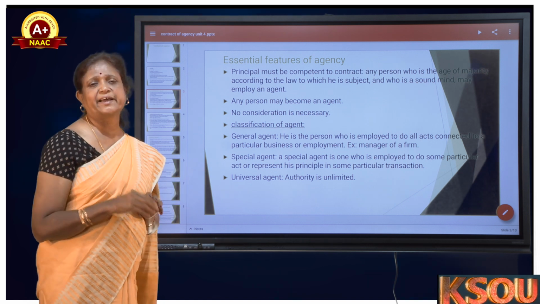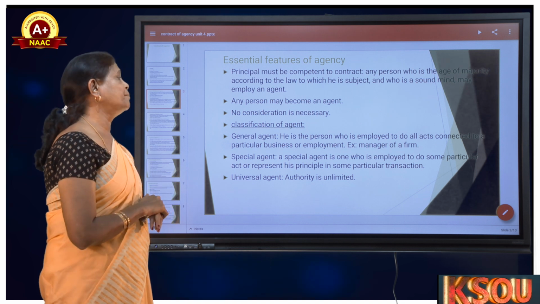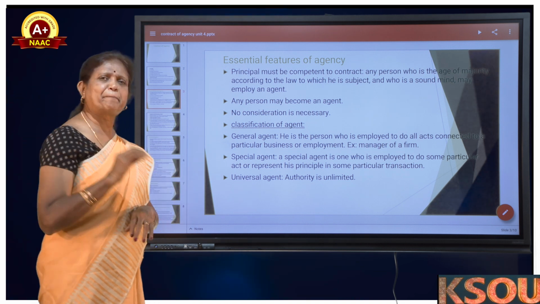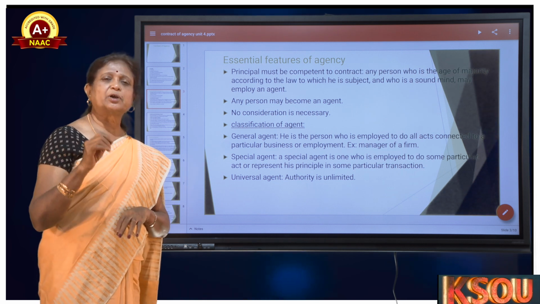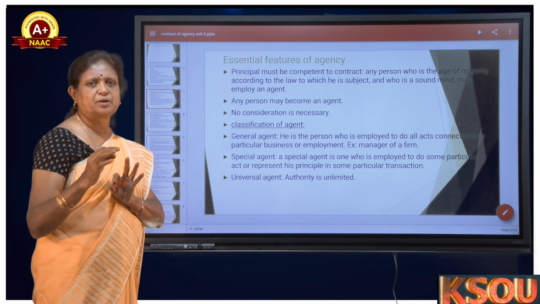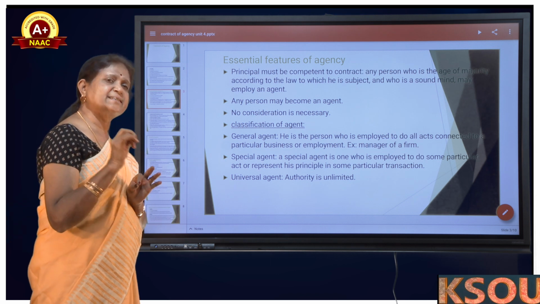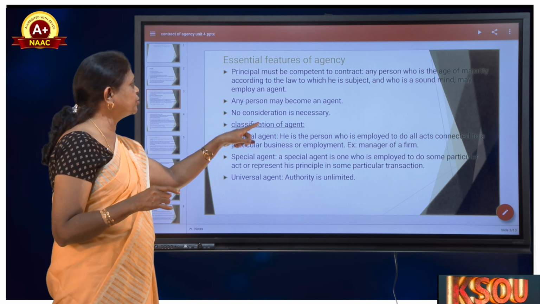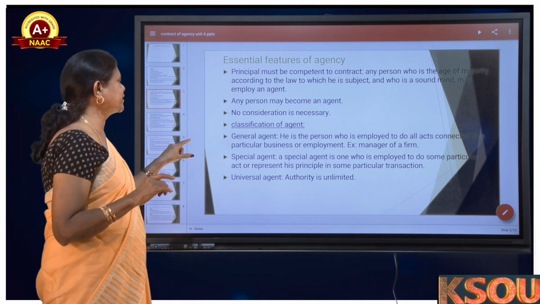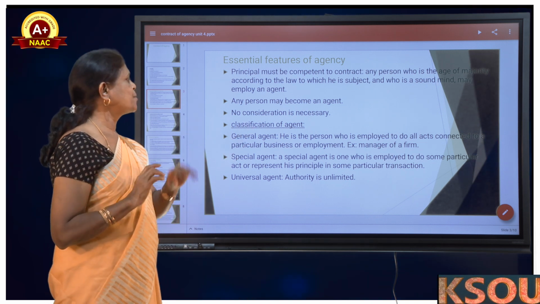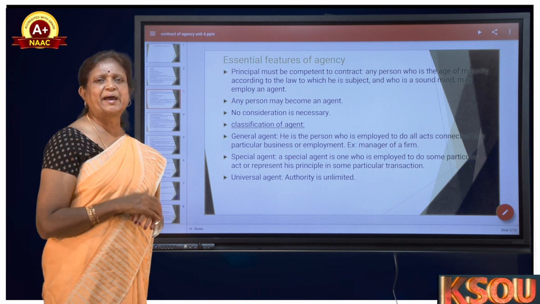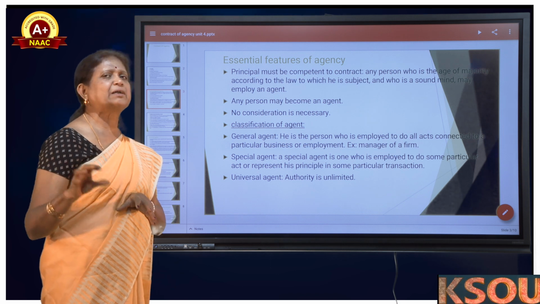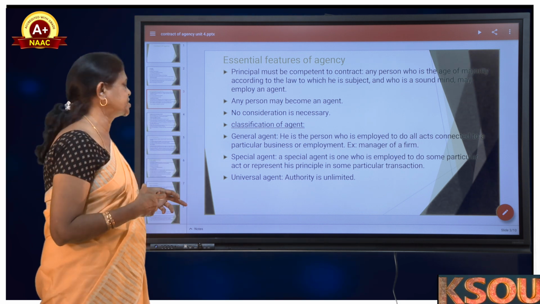One is the general agent. A general agent is a person who is employed to do all acts connected to a particular transaction. In the sale of goods, for instance, he can do whatever is necessary to sell the goods, all such acts with respect to that business or employment. Example: the manager of a firm can do whatever acts are required with respect to that firm's business.